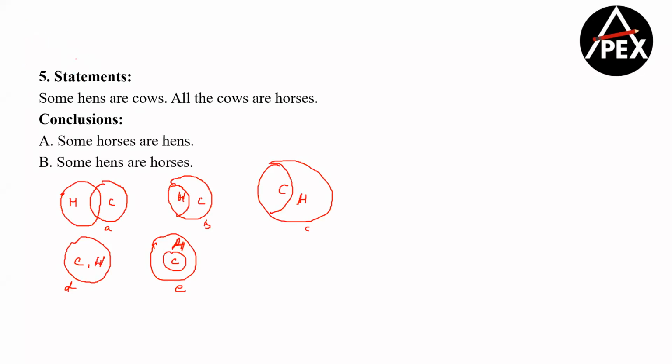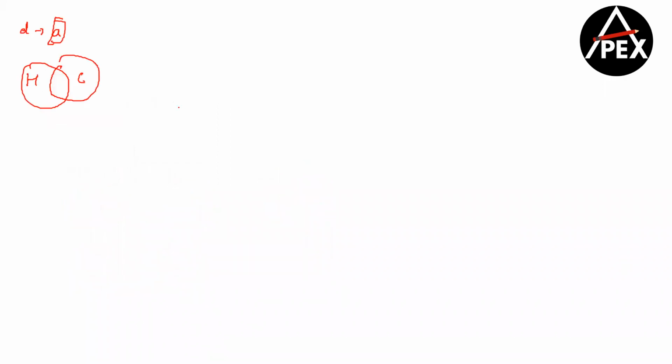Wait, 1 minute. Let me just call this as HE, because the horses are also H, no? Okay. So HE. And all the C are H. So basically, this is only H also. Okay. What about E with A? E is HE inside C. So basically C, inside C there is HE. Now what is A? C is the same as H.